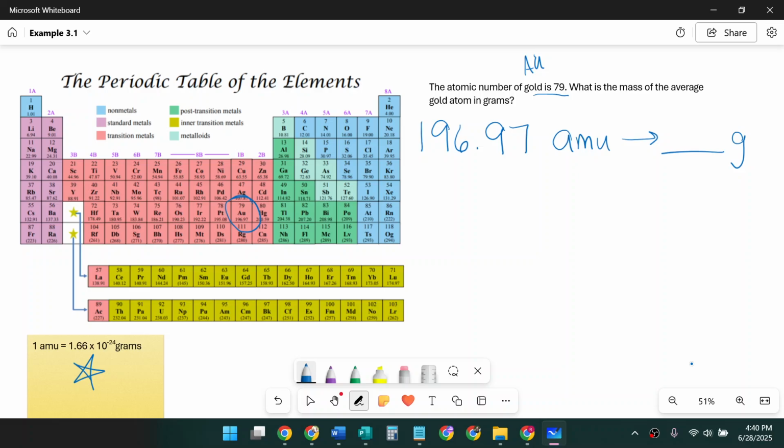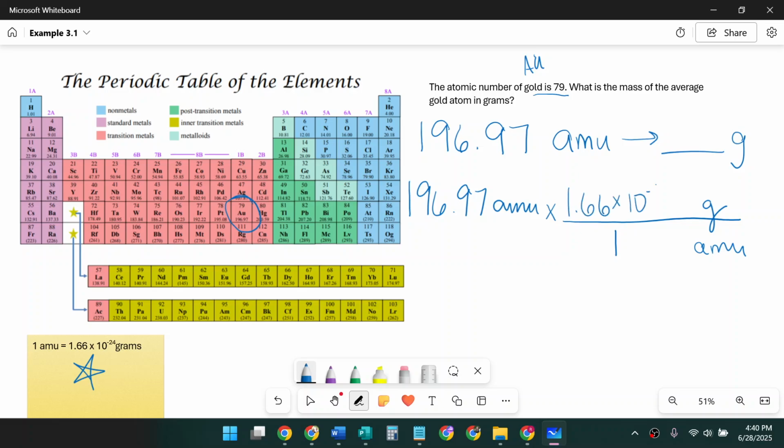Using our conversion relationship, we can just simply multiply the way we do any conversion. So this is an AMU. We're going to multiply by something. We're going to put AMU on the bottom, and we're going to put grams on the top. And then we just fill in the numbers from our conversion relationship down here. So we have 1 AMU and 1.66 times 10 to the negative 24 grams. Our AMUs are going to cancel, leaving us with just grams.